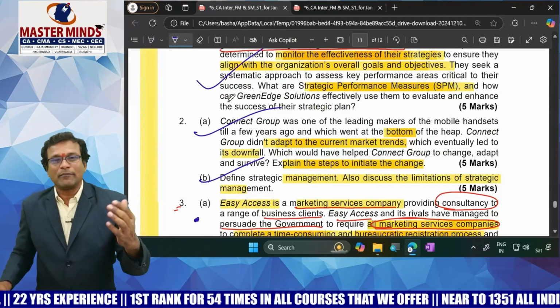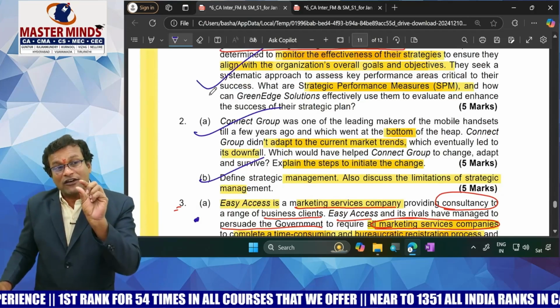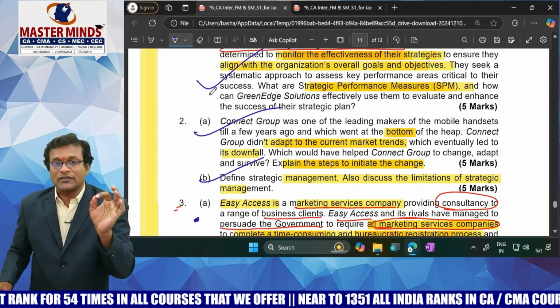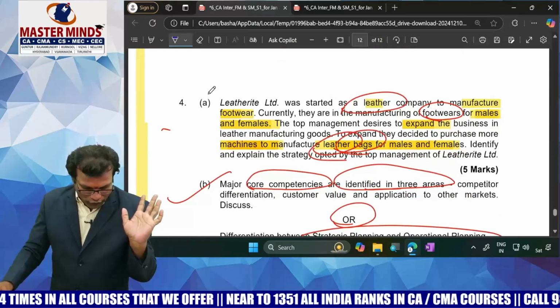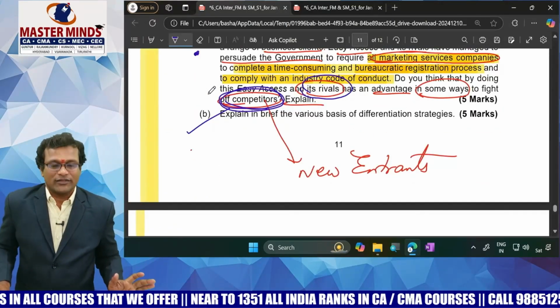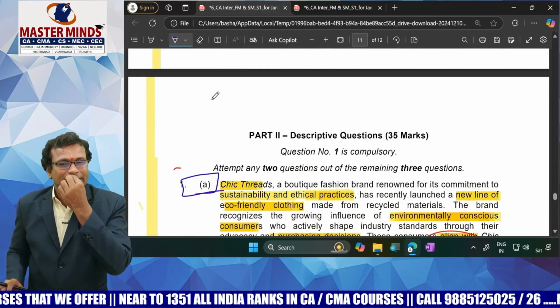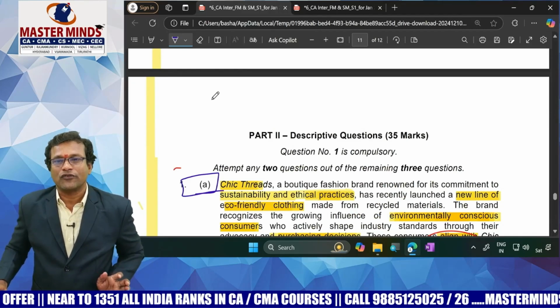So you have to write compulsory questions 1A, 1B, 1C, out of which 1A is a bit tricky. Your answer presentation should be very logical. It's an easy question, but you should be very cautious about answer presentation. Question number 2 and 4 you can answer. You can take choice as question number 3A, 3B. This is my opinion regarding the MTP proposed by ICAI for January 2025 examinations.